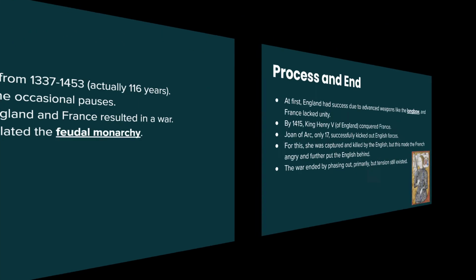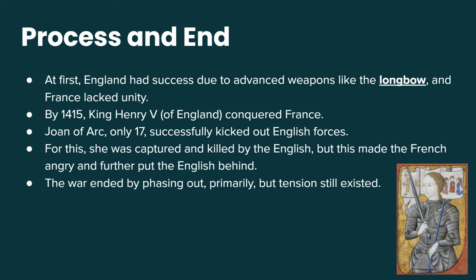At first, England was successful due to advanced weapons like the long bow, and France lacked unity. In 1415, King Henry V of England was able to conquer France. But then there is Joan of Arc, who was only 17, and she was able to kick out the English forces. Not completely, obviously, but she was able to create a resistance, and that was a success on the French side. But unfortunately, she was captured and killed by the English.